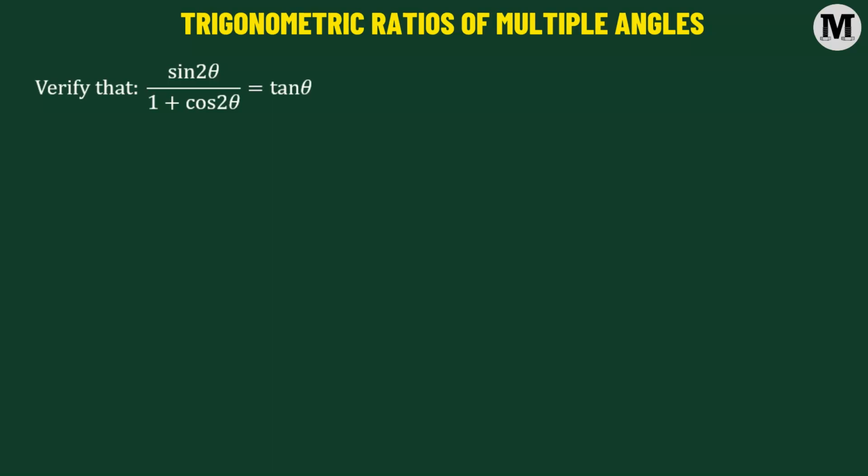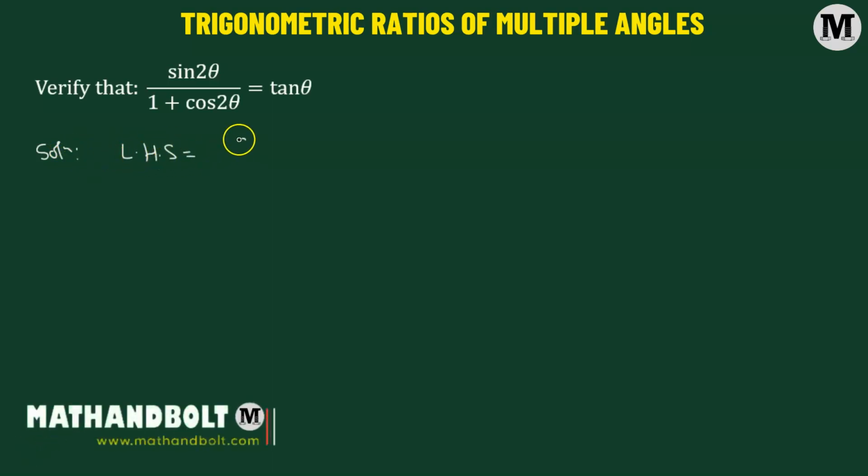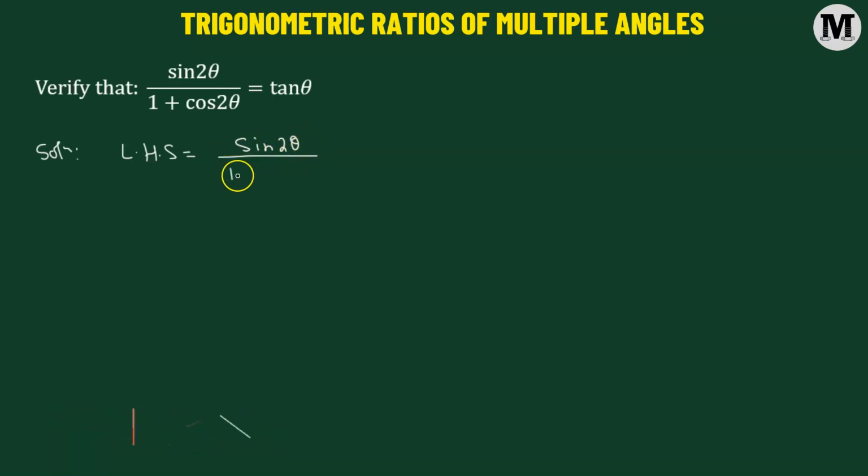We need to verify that sine 2 theta divided by 1 plus cosine 2 theta is equivalent to tangent theta. Let us begin. Here we'll start from the left hand side of the problem. So here we have sine 2 theta in the numerator divided by 1 plus cosine 2 theta.